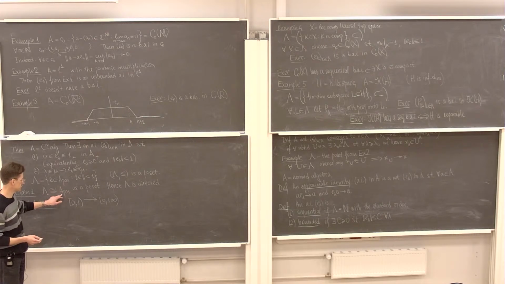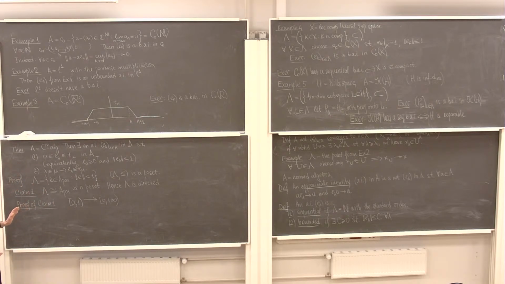This set is clearly directed. And if we prove that they are isomorphic, then this will be also directed. But I don't claim that the sum of two positive elements in lambda belongs to lambda. This is not true. If we have two elements in lambda, they will be dominated by another element, but not by their sum, but something different.